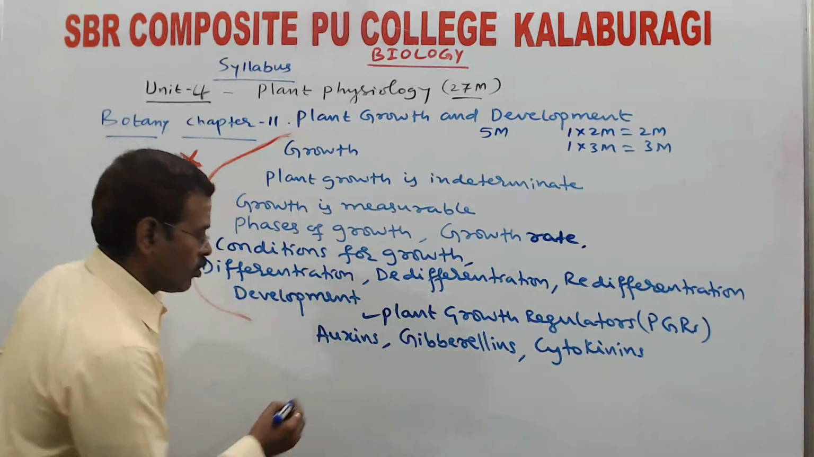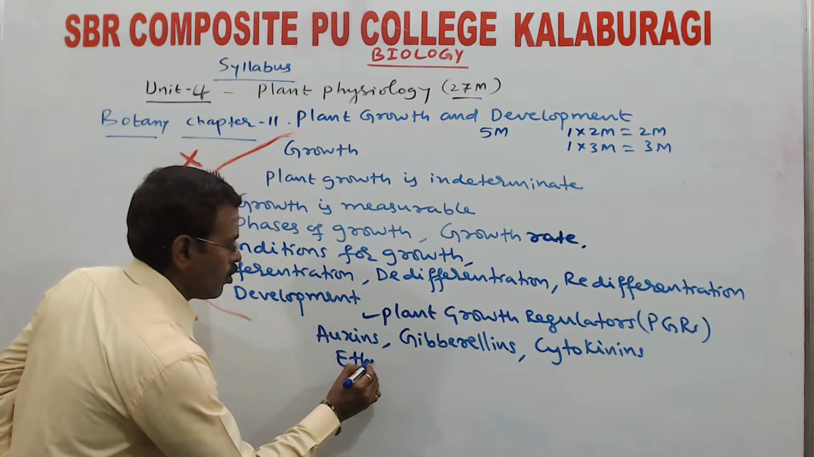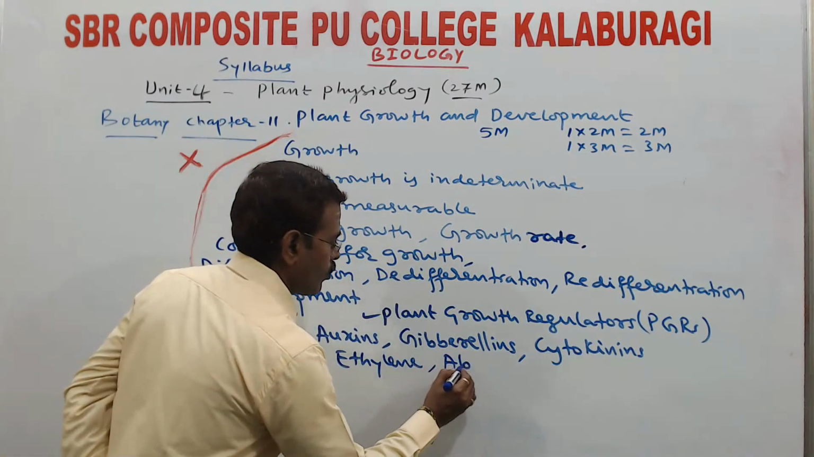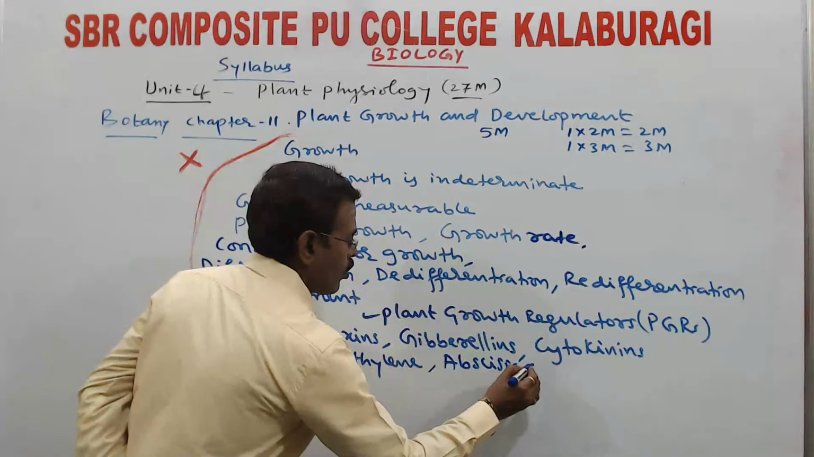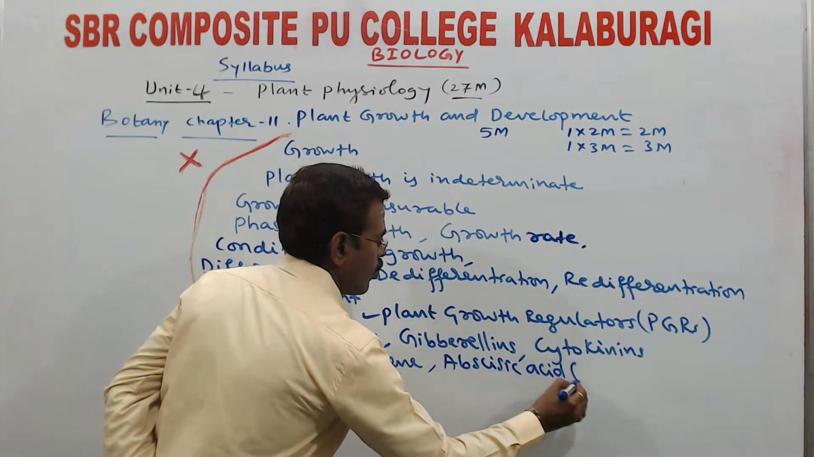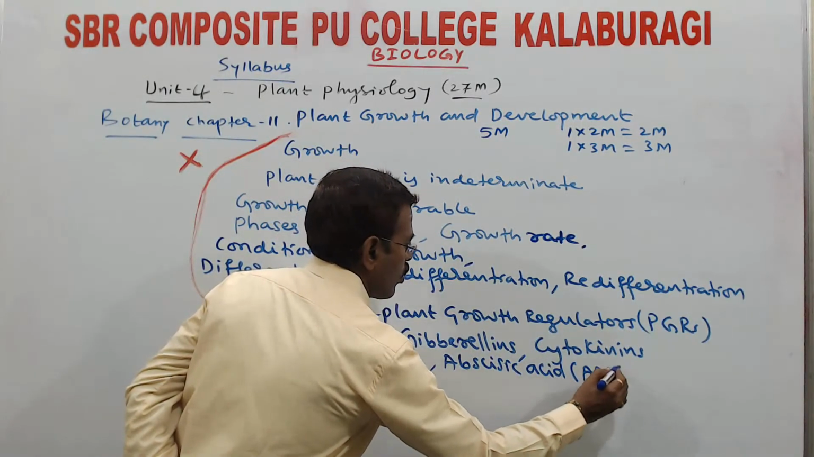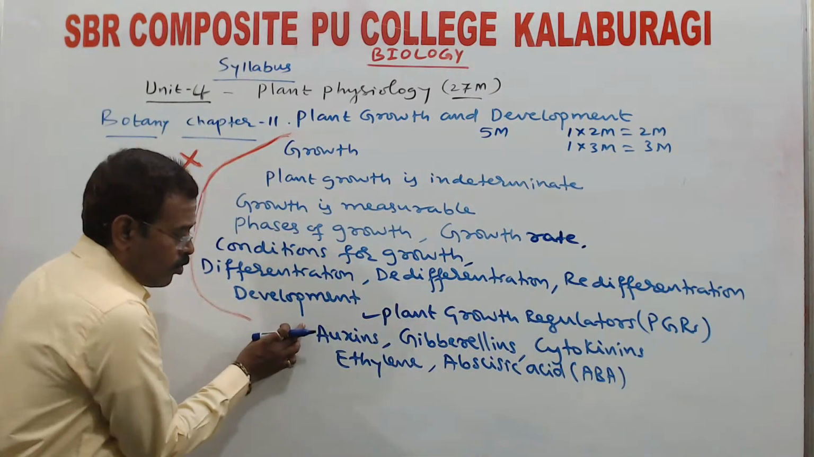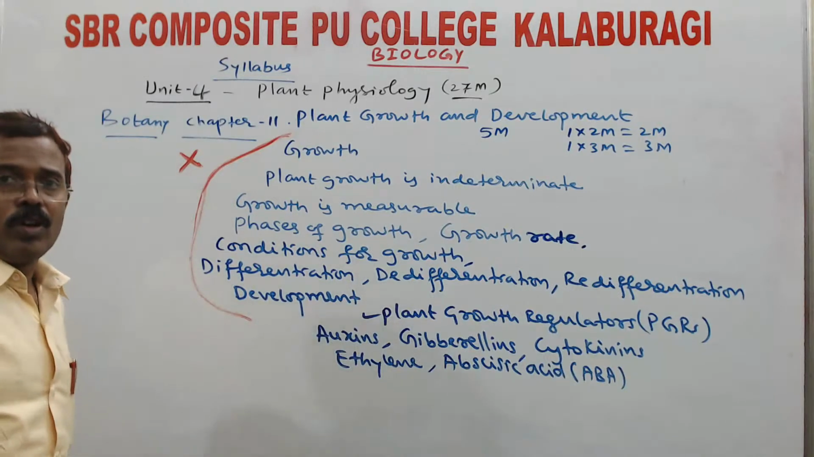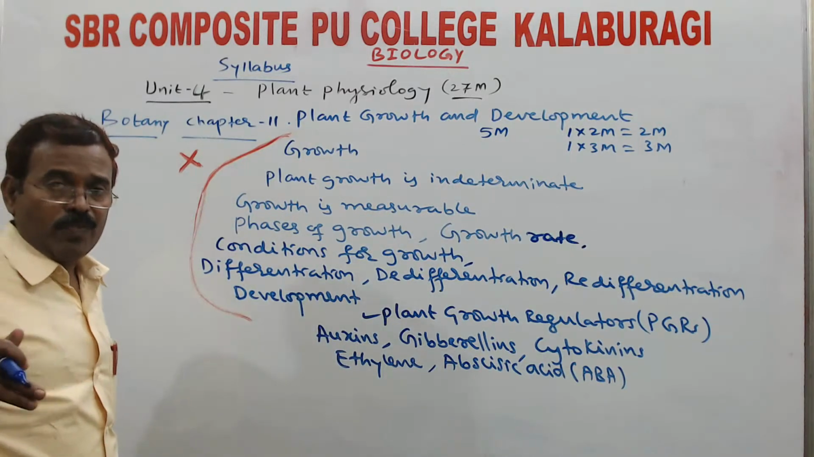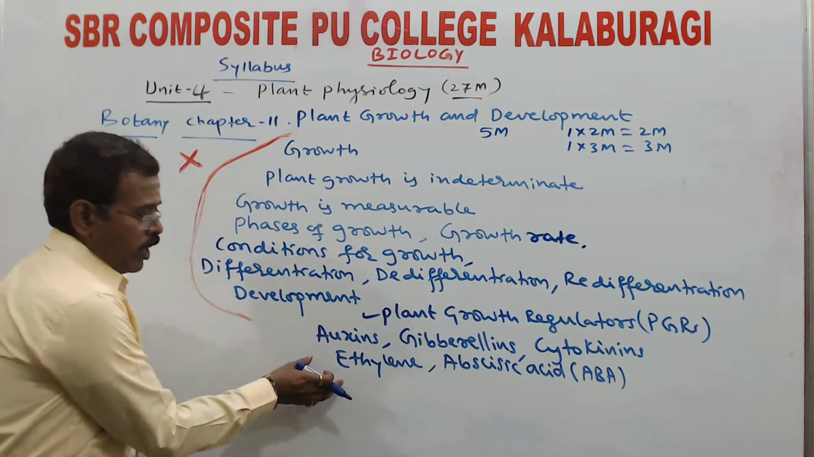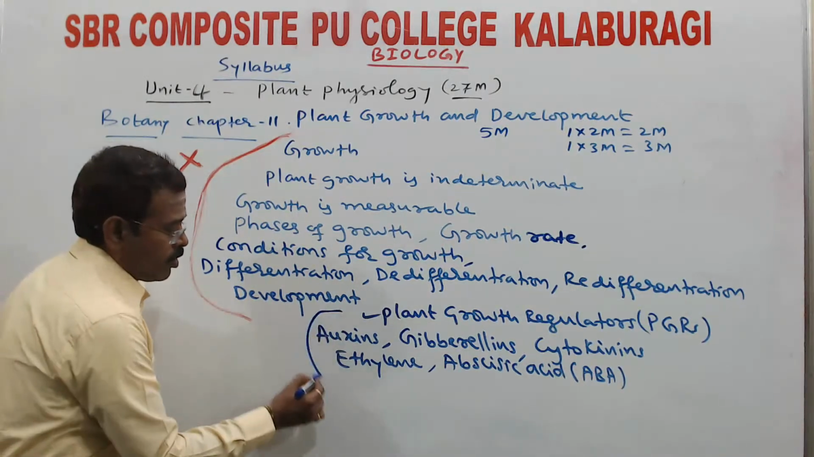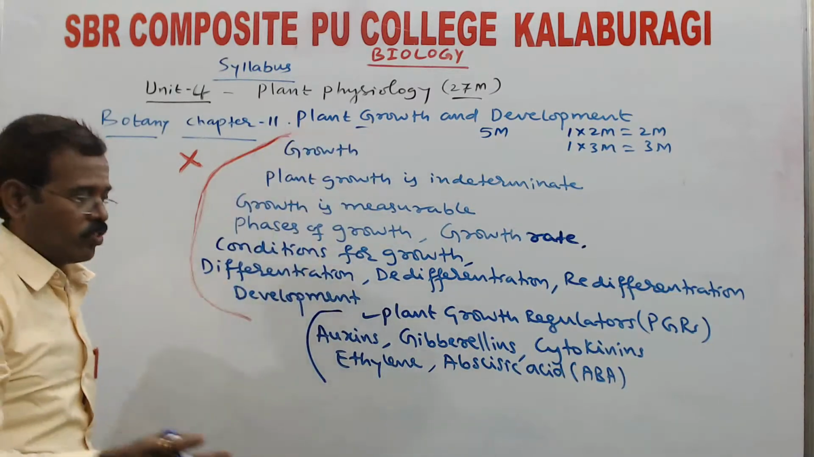Growth inhibitors, we have ethylene and abscisic acid, ABA. So these 5 hormones, their discovery and their physiological role, we are going to learn. This is a very important concept which we have. So this part is there in this chapter which we will learn.